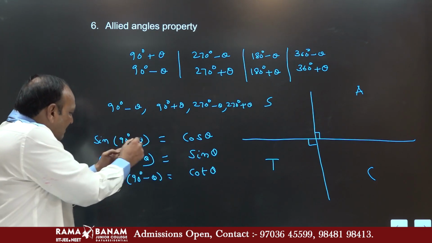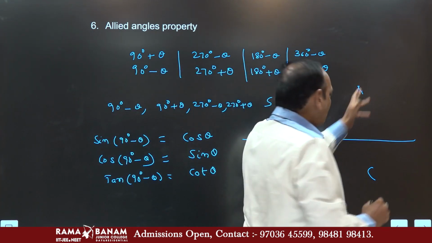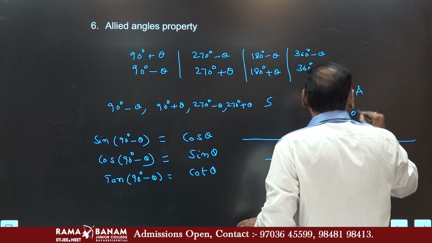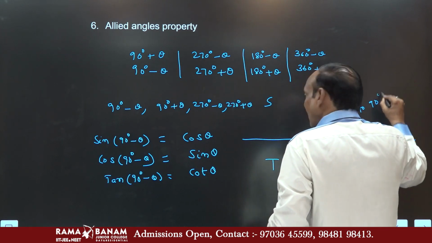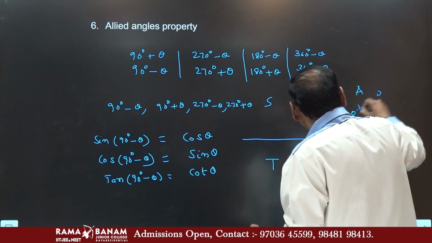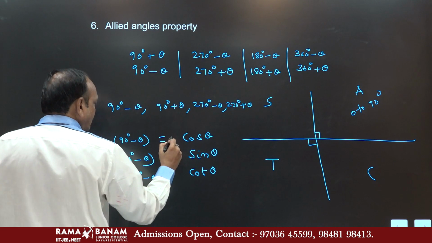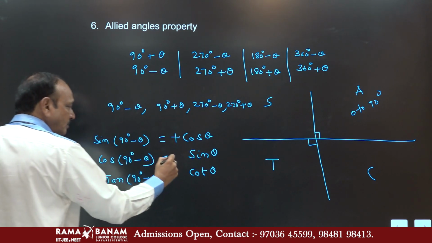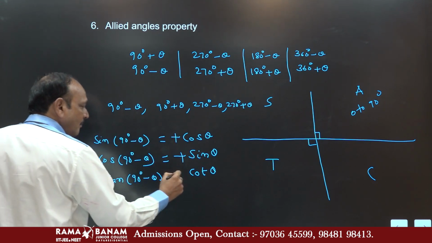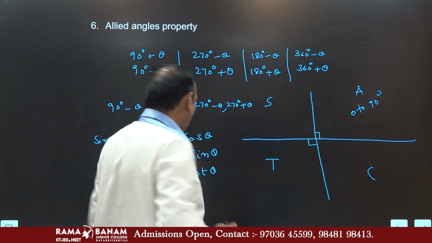Now, 90 minus, where does it lie? It lies in the first quadrant, because 0 to 90 degrees. So 90 minus means less than 90 degrees. A means all trigonometric ratios are positive. Now sin will be positive, cos will be positive, and tan will be positive. This is the concept, to learn very easily.